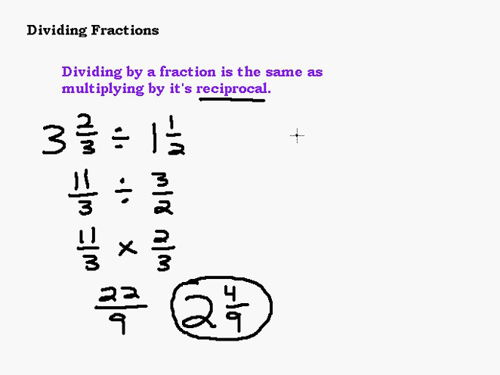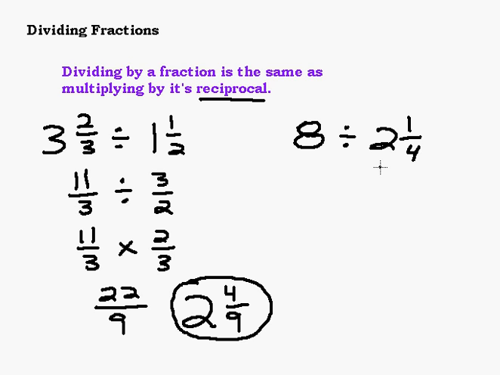Alright, let's try another one. Maybe you want to stop the video and after I write this down, pause it and see if you can come up with the right answer. Let's try, how about 8 divided by 2 1/4. How many 2 1/4s will go into 8? Alright, if you want to try this, pause the video and give it a shot.